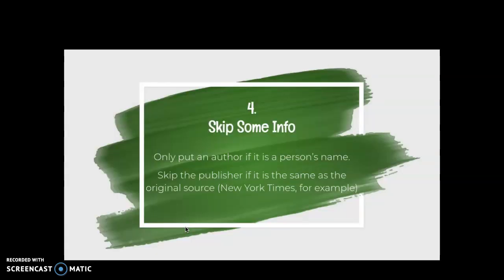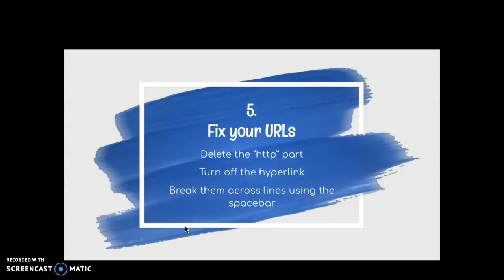You can also skip some information, so you only need to put an author if it's a person's name. If it says something like BuzzFeed staff, then you don't need to put that in there. Also, you can skip the publisher if it's the same as the original source. For example, the New York Times publishes the New York Times, so you don't need to have that twice in a row. You can take it out when it's the publisher. The last thing is that you need to fix your URLs, so delete the HTTP part, turn off the hyperlink, and break them across lines using a spacebar.